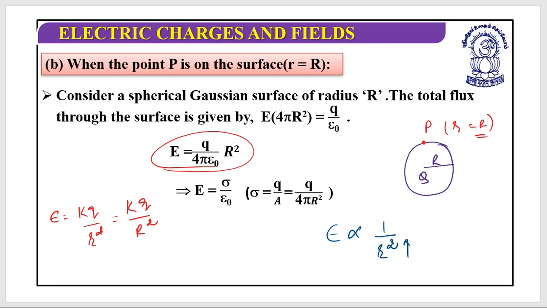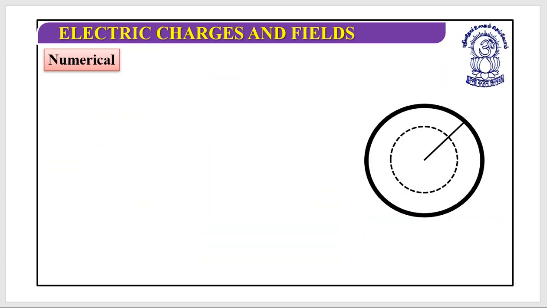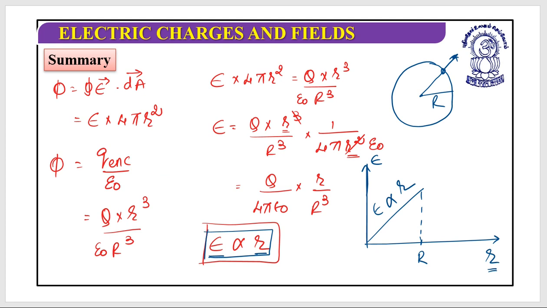That means as distance increases, electric field will decrease. So I need to plot this. It should look like this. After the radius R, it would look like this. This is 1 by r square.